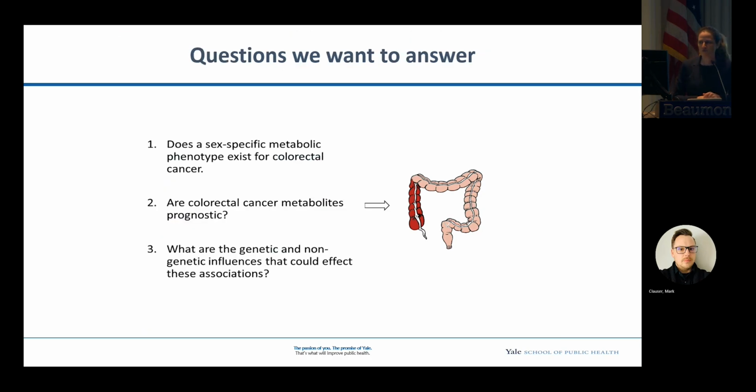So we had 3 major questions that we wanted to answer in our research. First was, does a sex-specific metabolic phenotype exist for colorectal cancer? Are these metabolites potentially prognostic? And what are the genetic and non-genetic influences that could really affect or underlie these associations?